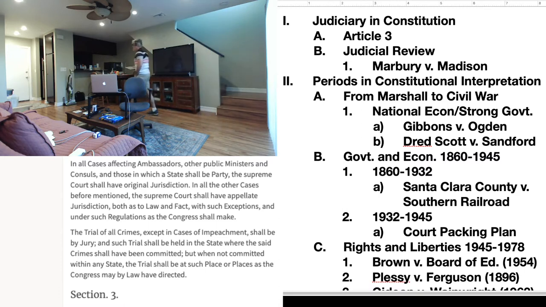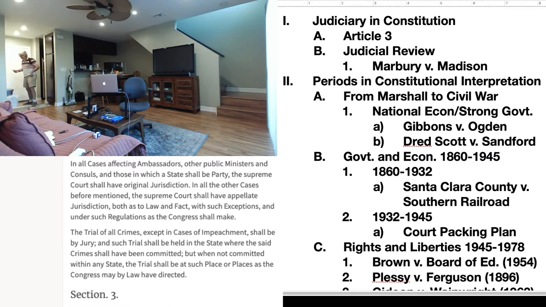So now, let's ask this question. During my recitation of this Article 3, did we come across the term judicial review? Was it there? The answer is no. There is no mention of judicial review. Why is that? Because judicial review is not in the Constitution. It's not there. So what is judicial review and how did it come about?